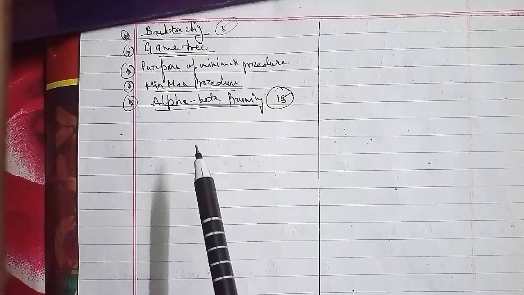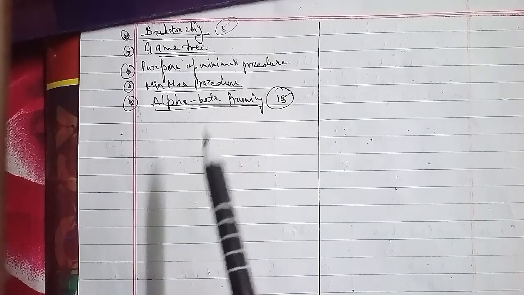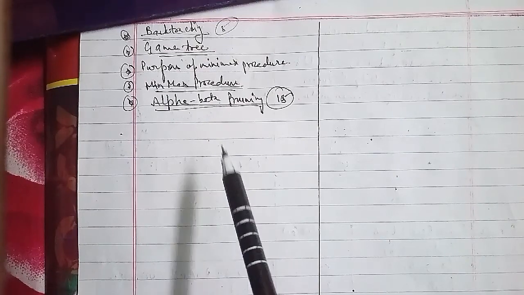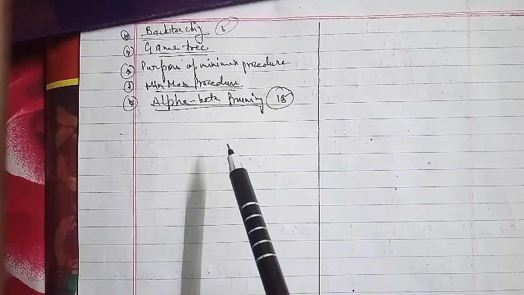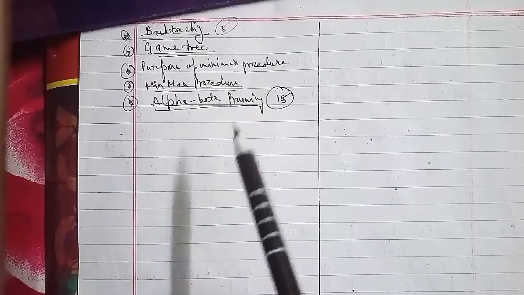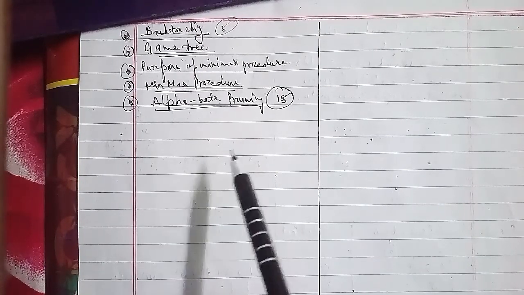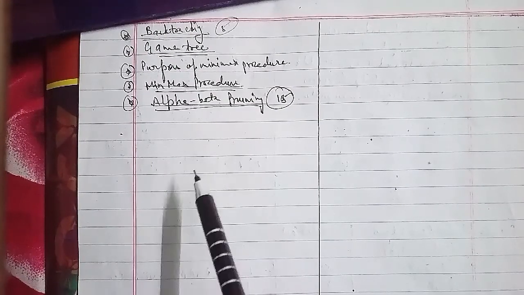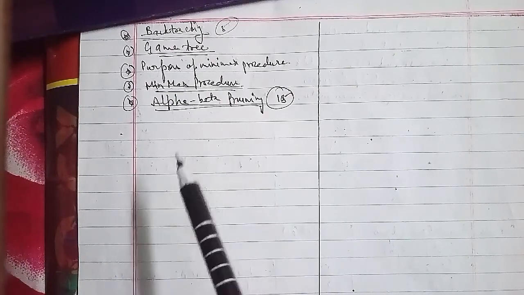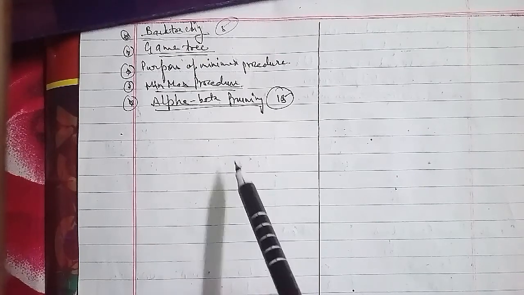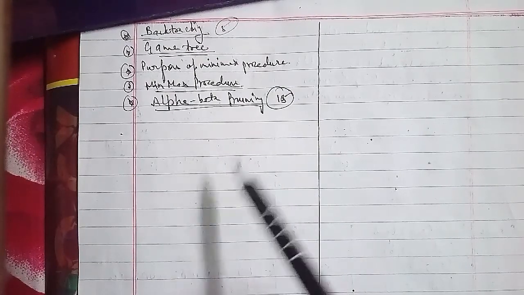The two parameters that can be defined are alpha and beta. Alpha is the best, highest value choice that we have found so far at any point along the path of the maximizer; the initial value of alpha is minus infinity. Beta is the best, lowest value choice that we have found so far at any point along the path of the minimizer; the initial value of beta is plus infinity.